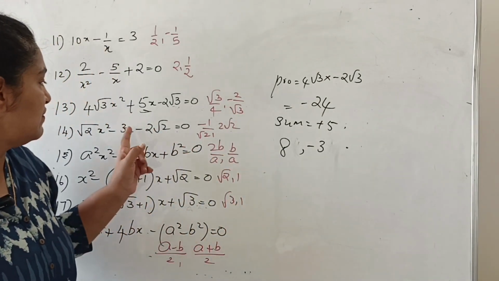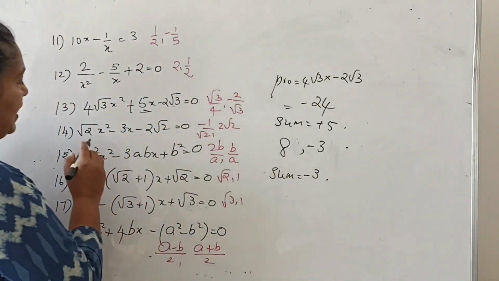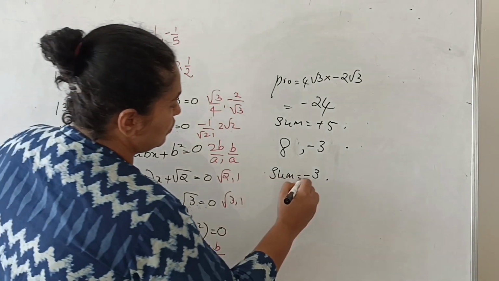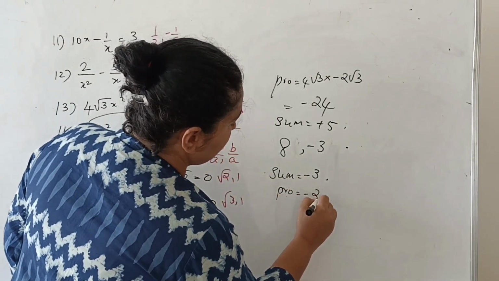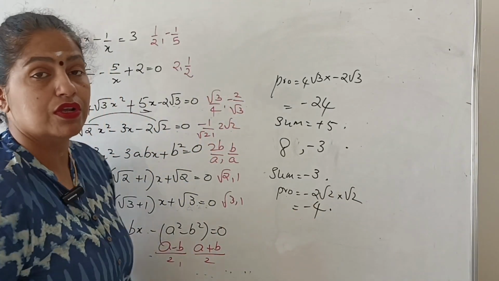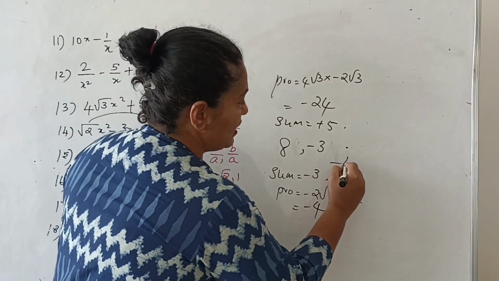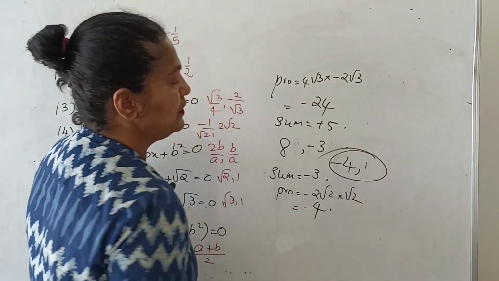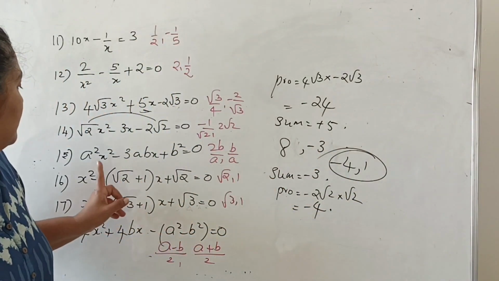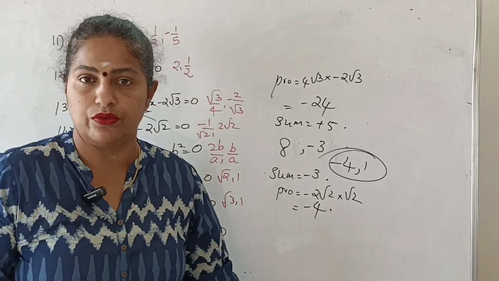You need to find two numbers in such a way that the sum is a minus 3 and the product is 2 minus 2 root 2 into root 2, which is a minus 4. So what can be those numbers? It is very clear those numbers are minus 4 and plus 1. Split the middle term as a minus 4x and a plus 1x in order to get the answer as minus 1 by root 2 and 2 root 2.